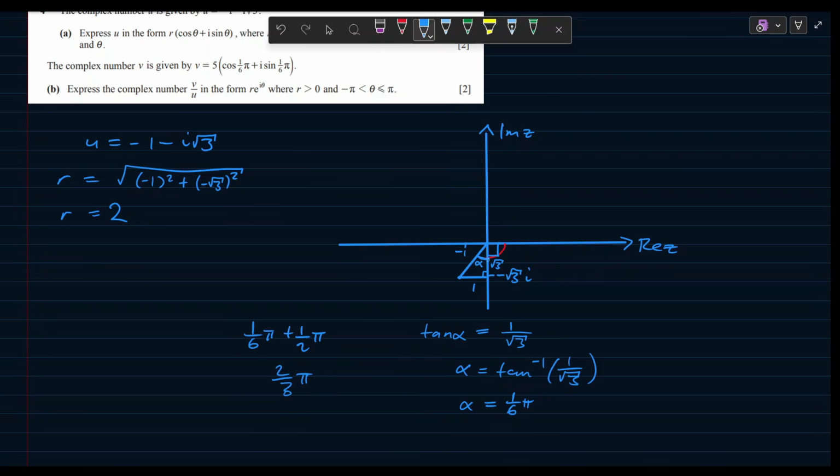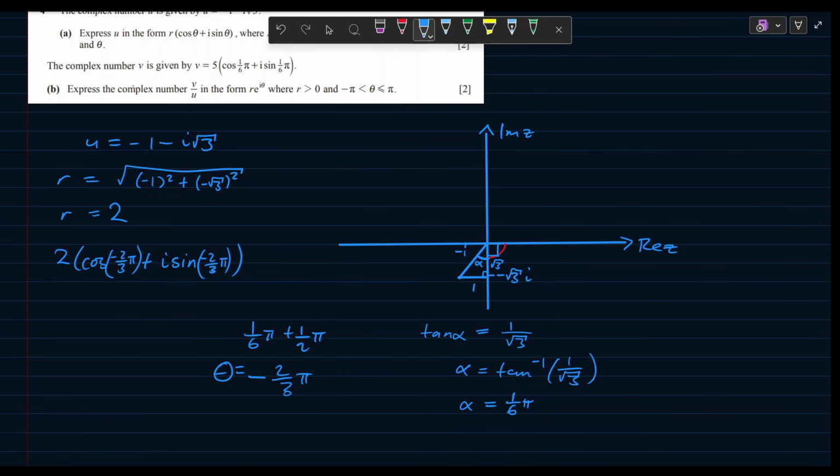But notice that our argument is below the real axis, so it's going to be negative. So it means theta is negative 2/3 pi. And so if we're writing this in polar form, it's going to be 2 times cos negative 2 over 3 pi plus i sine negative 2 over 3 pi. Alright, and this would be our final answer.